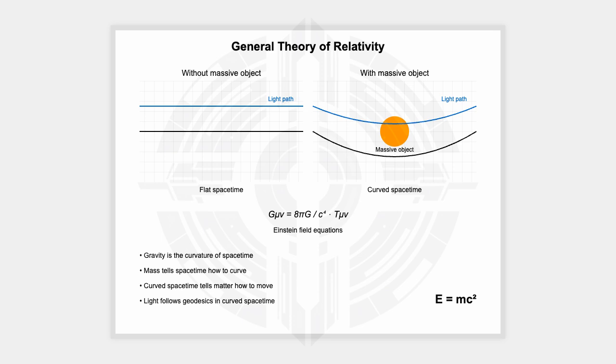So because GPS satellites are further from Earth's gravity than we are, time actually moves slightly faster for them. That's right. It's a tiny difference, but it's enough to throw off GPS calculations by several miles per day if we didn't account for it.